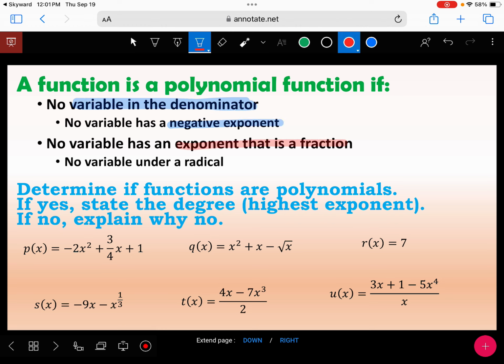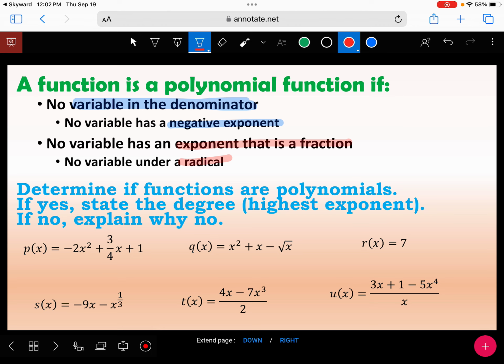So the two things that we're looking for is we can't have a variable in the denominator or a negative exponent. Having a variable in the denominator is the same thing as having a negative exponent. So that's the first thing we're going to look for. That would be a no. The second thing we're looking for is an exponent that is a fraction. Having an exponent that is a fraction is the same as having a variable under a radical.